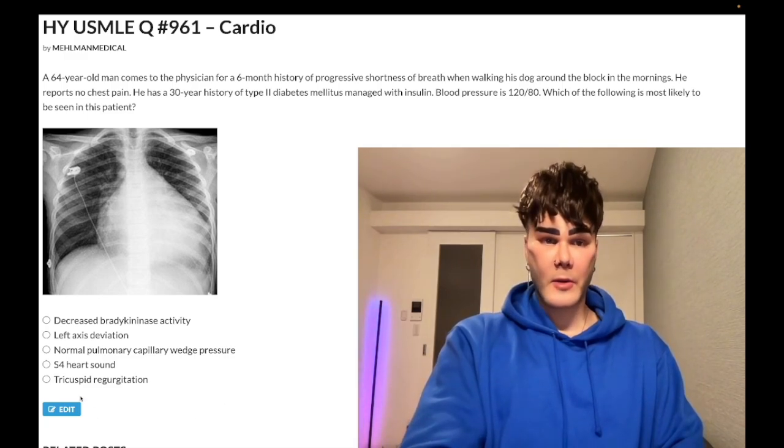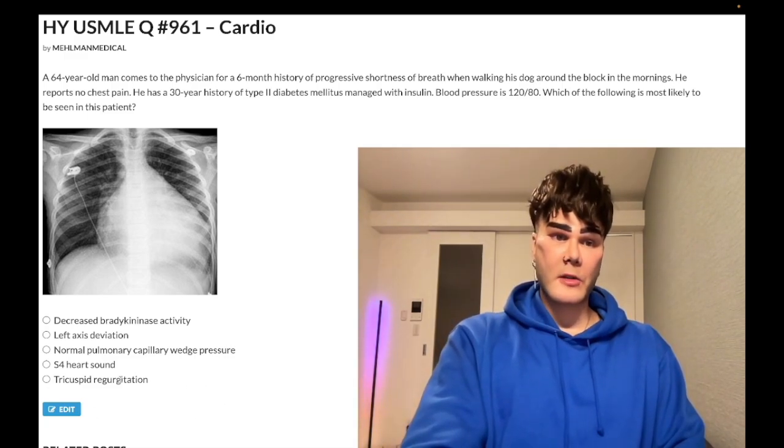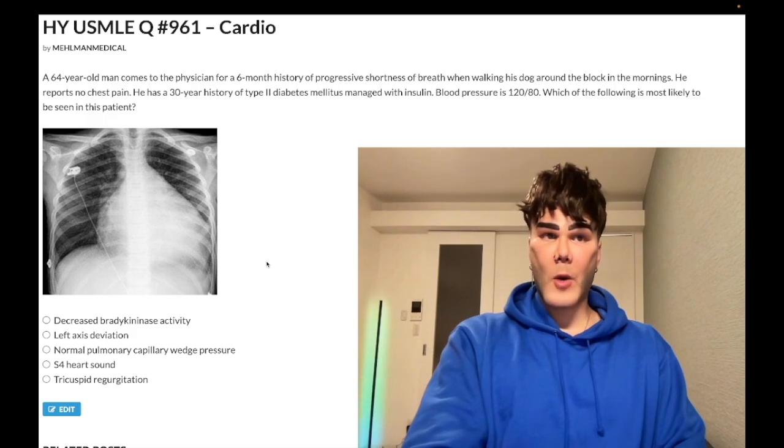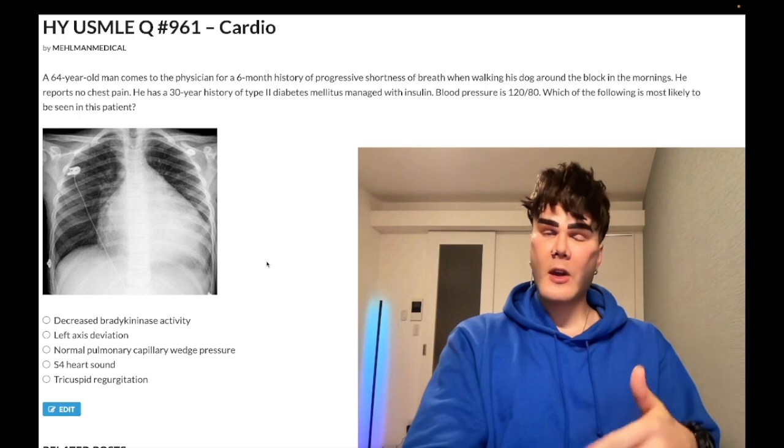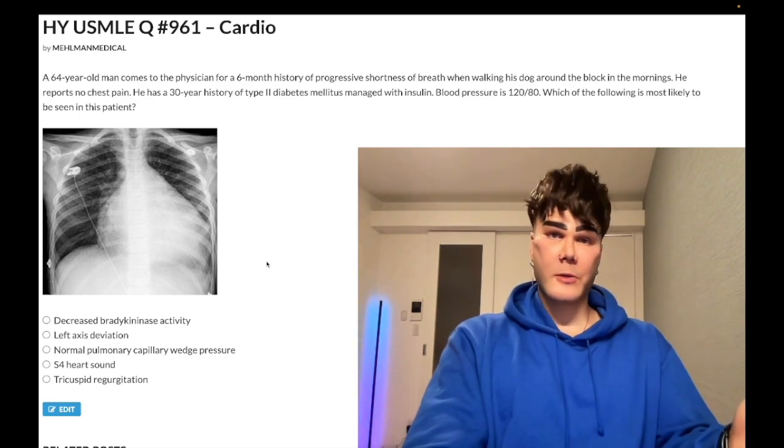Choice C, tricuspid regurg, wrong answer. Those of you who are astute, have been following my content, know that I've talked about how the highest yield cause of tricuspid regurg in USMLE is pulmonary hypertension / cor pulmonale. If it's the first time you're hearing this, sounds weird. Not pulmonic regurg, tricuspid regurg.